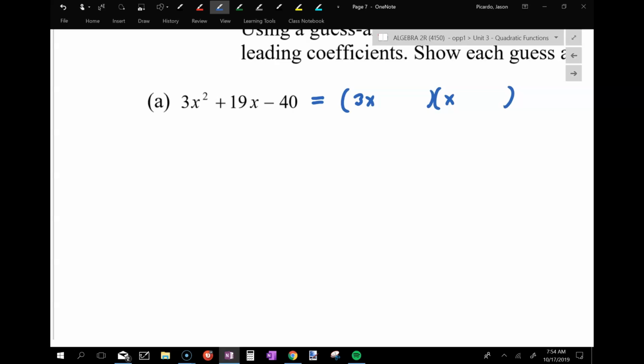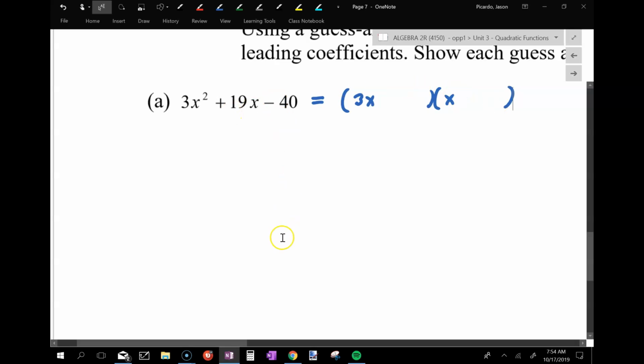Now, I'm still going to play the same game. How do I get negative 40? One number has to be positive and one number has to be negative. But here's the problem, guys. Does it matter which one of these I make positive and negative? Yeah, right? So it's either this or it's that. I don't know which one it is yet, do I?